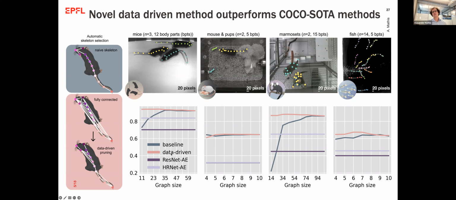But in the data-driven case, what is really cool is that in the case of the mouse, for example, with a skeleton of just 11, you already reach ceiling performance, as if you had a graph that has 35 edges. And the same is also true for the marmosets. These differences are less pronounced for the case where you predict pups or fish because the skeleton on an object that is a little bit like a 1D manifold is maybe not the most interesting thing, so it's hard to get a difference out of this.